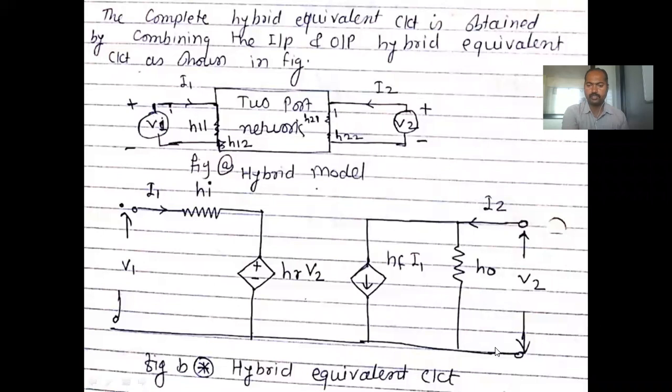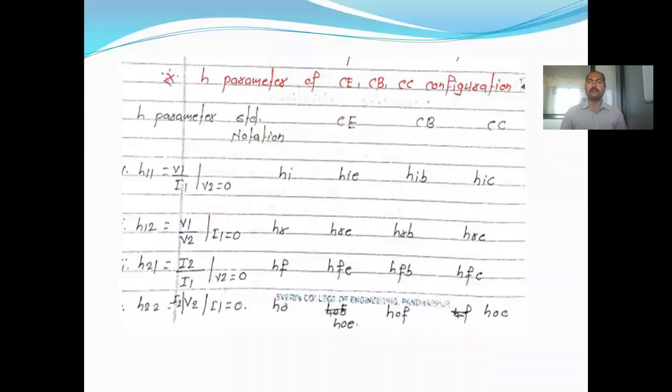These are the things with respect to your hybrid equivalent circuit, as we have seen. Now see, H parameters of CE, CB, CC. What does it indicate? For that we have seen the same thing with respect to your slate.